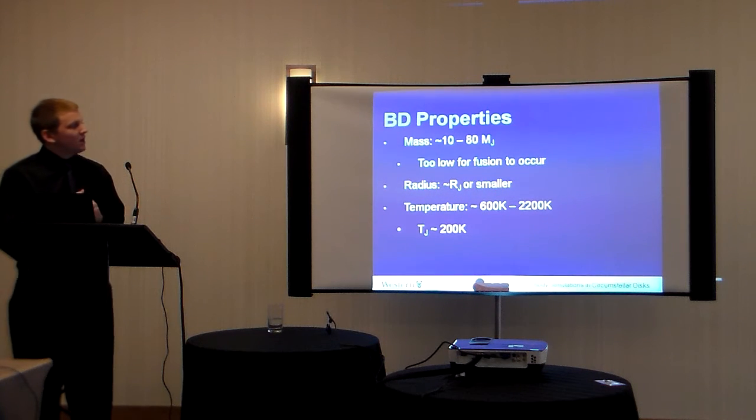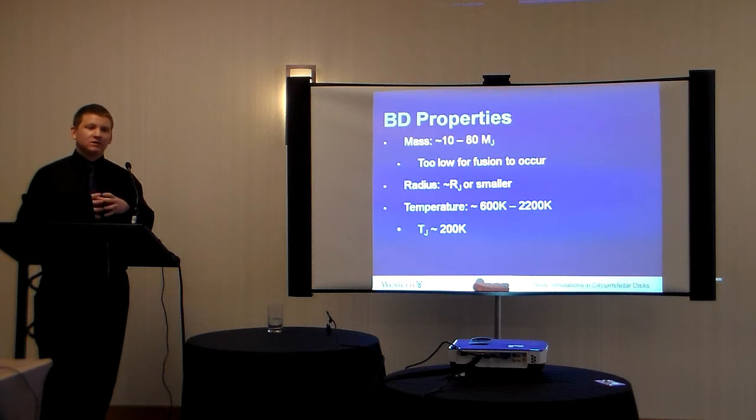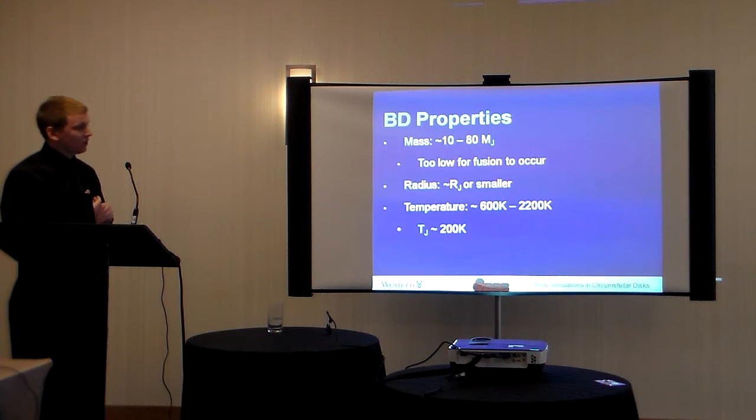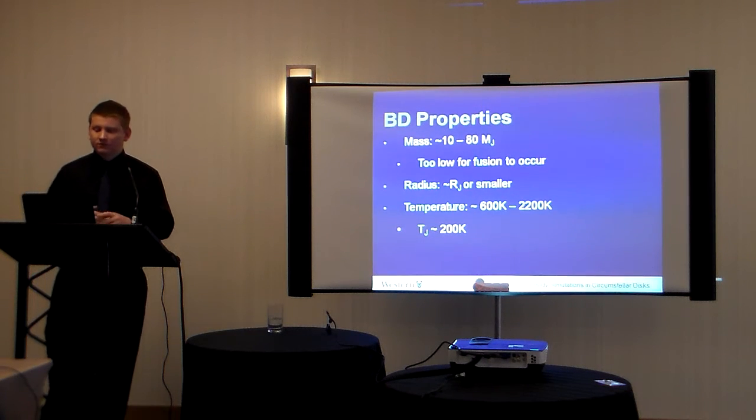There's no fusion. The radius, about Jupiter mass or smaller, because with greater mass and no fusion to sustain the size of it, it will collapse a little more. So that's why it'd be smaller. Temperature about 600 to 2200 Kelvin, but you can also find objects that are smaller than that temperature, or less hot rather. For comparison, the Jupiter temperature there is 200.